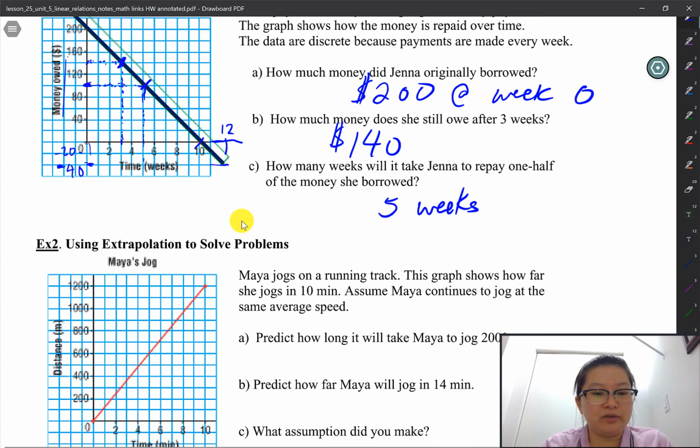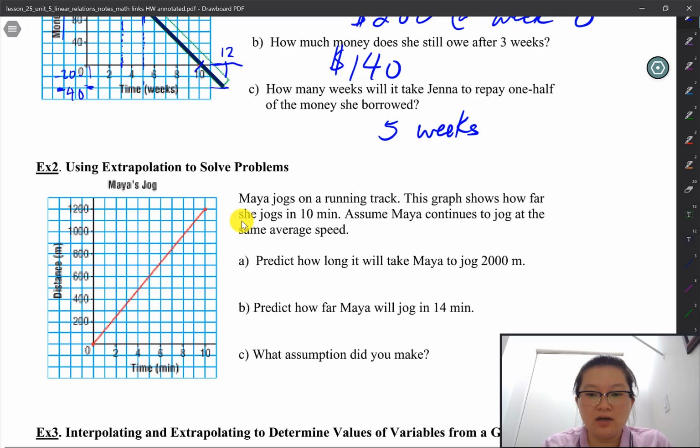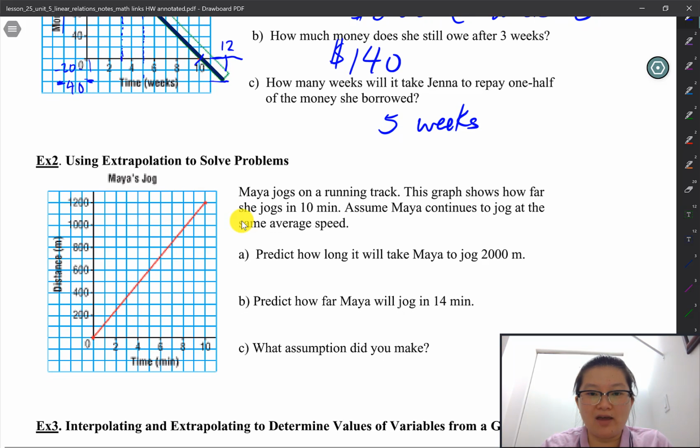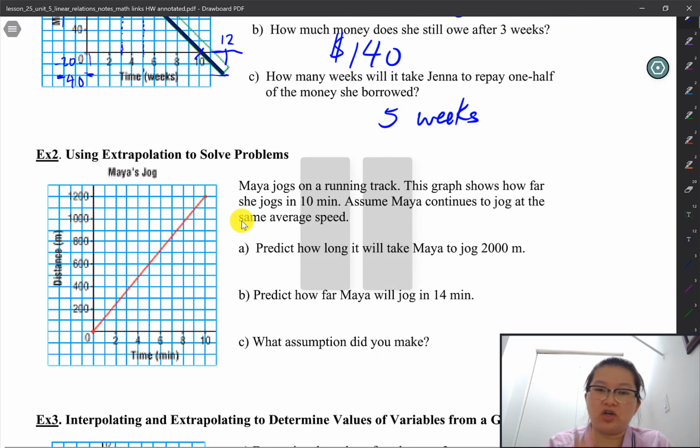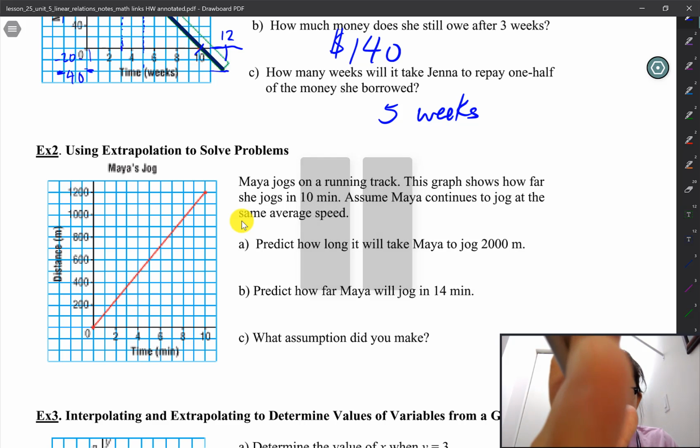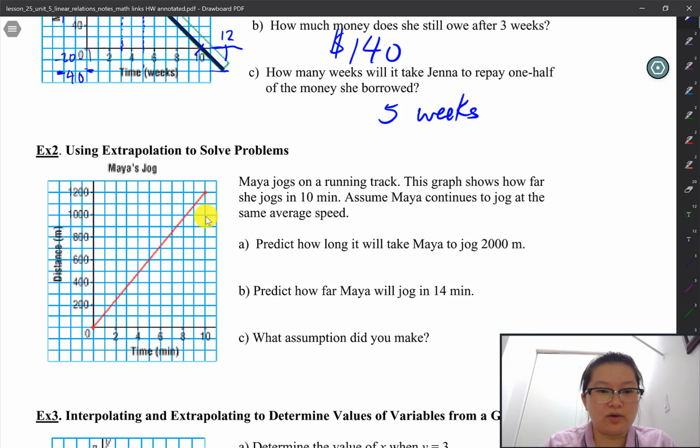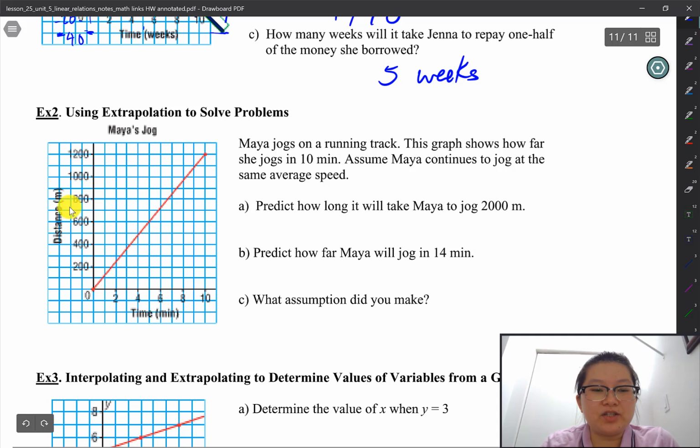Next up, we have extrapolation on this next example. If you want to try this graph, it might be a good time to pause the video. Okay, so I am going to do this question here, using extrapolation to solve problems. Maya jogs on a running track. The graph shows how far she jogs in 10 minutes. And yes, it does. It goes all the way to 10 minutes.